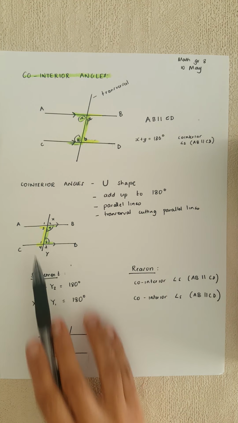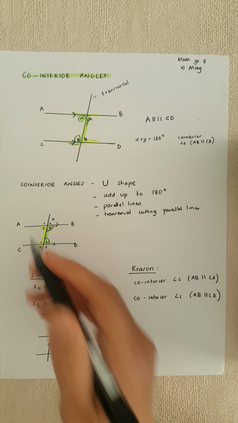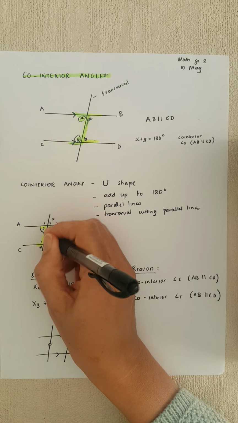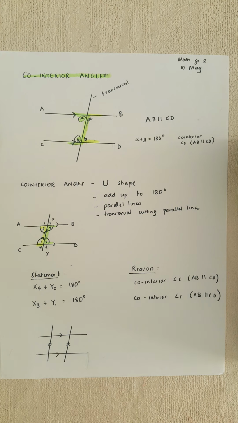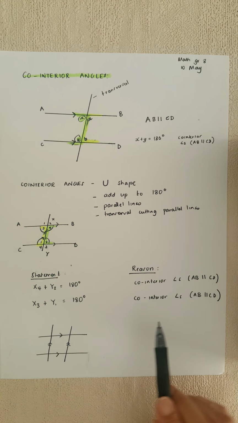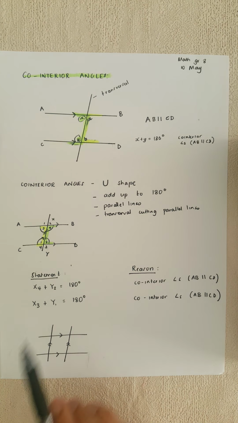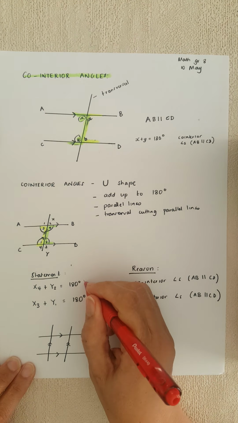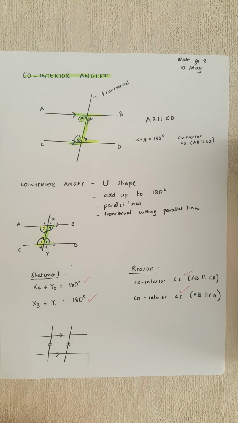So for the yellow one there, what I've written now is X3 plus Y1. Can you see where's X3 and Y1? There's X3 and here's Y1. It's inside this U here, right? That is co-interior. X3 plus Y1 is equals to 180 degrees. I call it co-interior angles, and my reason is AB is parallel to CD. So remember again, please, okay, you're going to get a mark for writing this. You're going to get a mark to do that and a mark to do that. And then when you have calculations to do, you're going to get marks, okay?